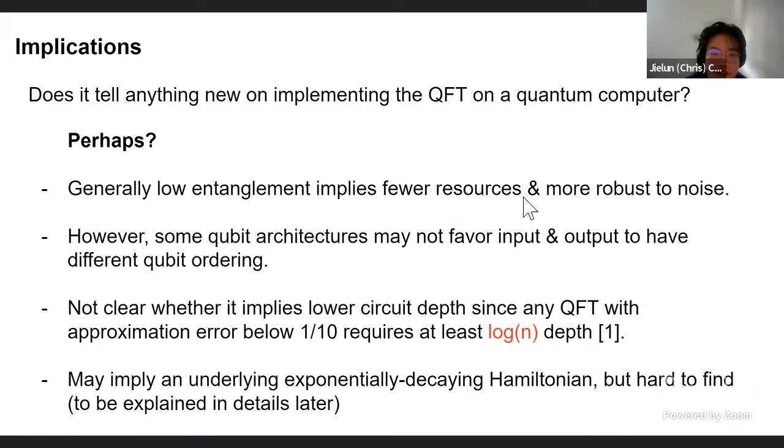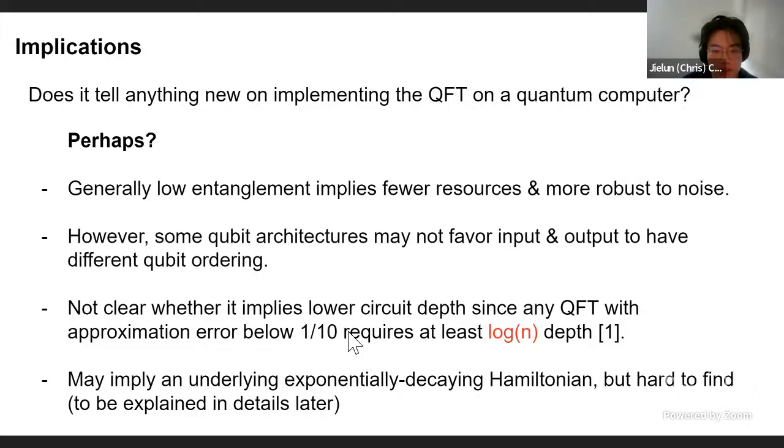So does this result tell anything new on implementing the QFT on quantum computers? For this, I actually don't have a definite answer, but I think some experts in the audience might have a better view on this. But for me personally, I think generally it means that low entanglement implies fewer resources needed, and it's also more robust to noise. However, some qubit architectures may not favor input and output having a different ordering. So it really depends on what kind of platform you're implementing the Quantum Fourier Transform on.